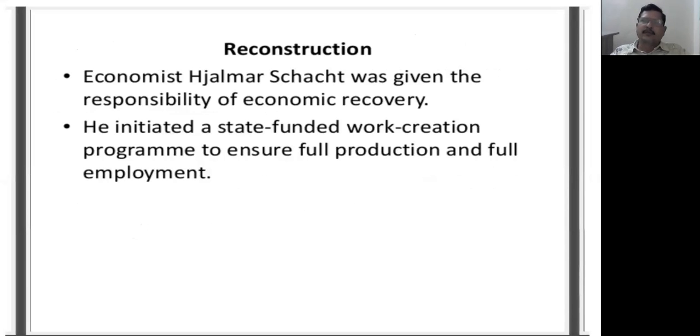Reconstruction. Now he wanted to reconstruct the nation, rebuild the nation. Economist Hjalmar Schacht was given the responsibility of economic recovery. One of the great economists, he was given the responsibility of economic recovery. He initiated a state-funded work creation program to ensure full production and full employment. Self-employment schemes and other things were initiated by him.